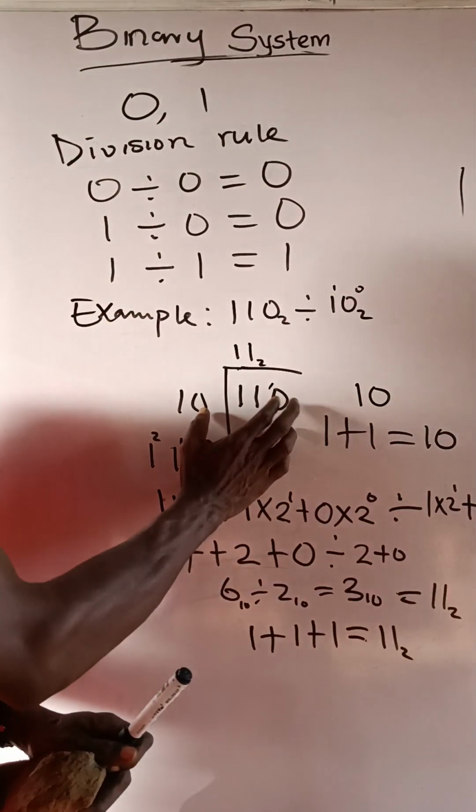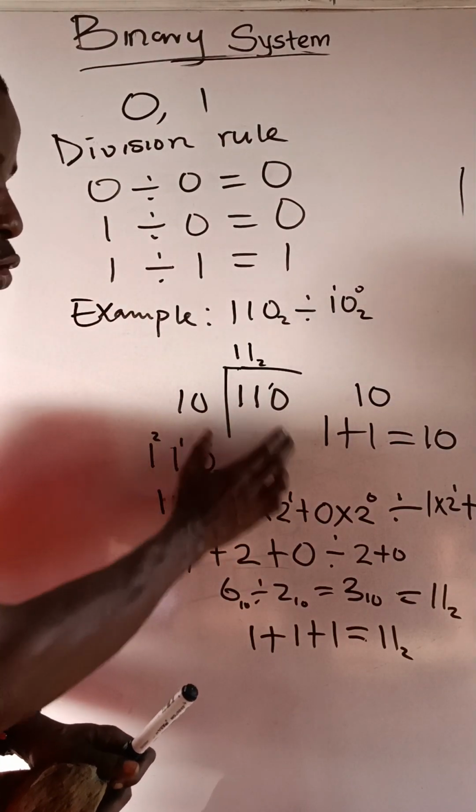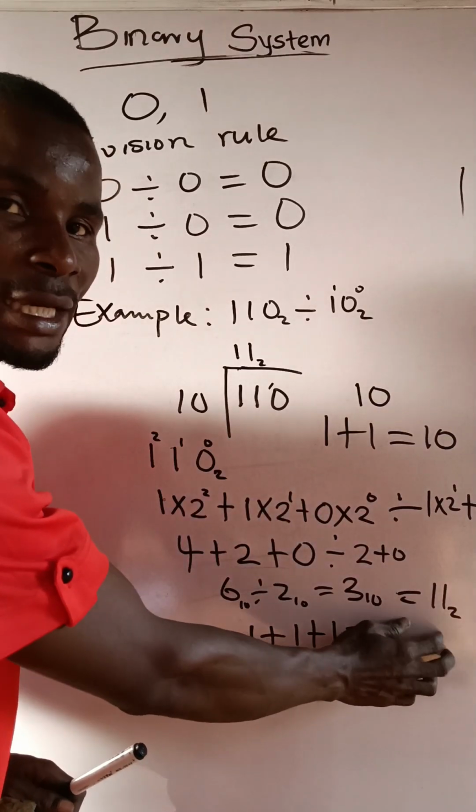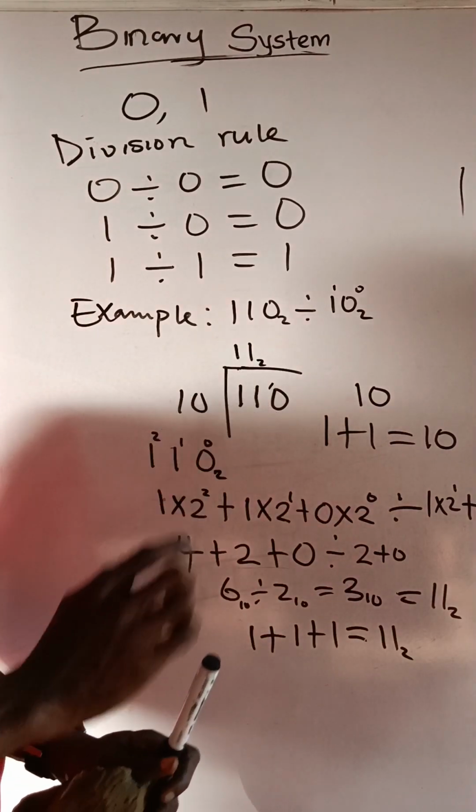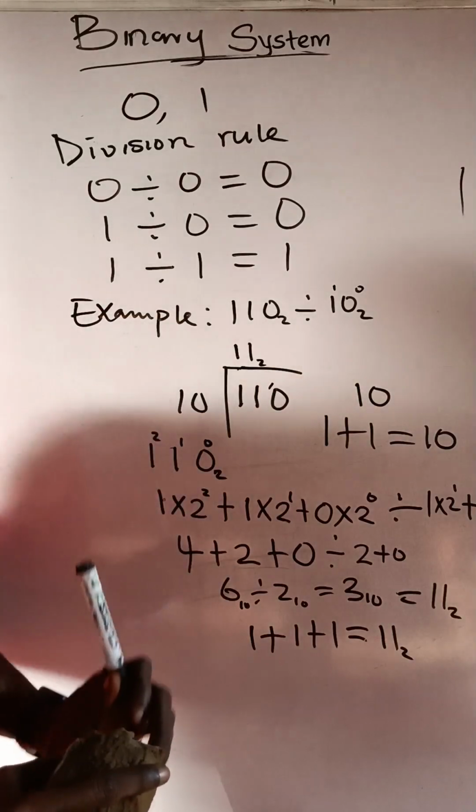That is what we got in the first method. So that's the same thing we got in the second method. It's either you use this method or you use this method in solving your binary system.